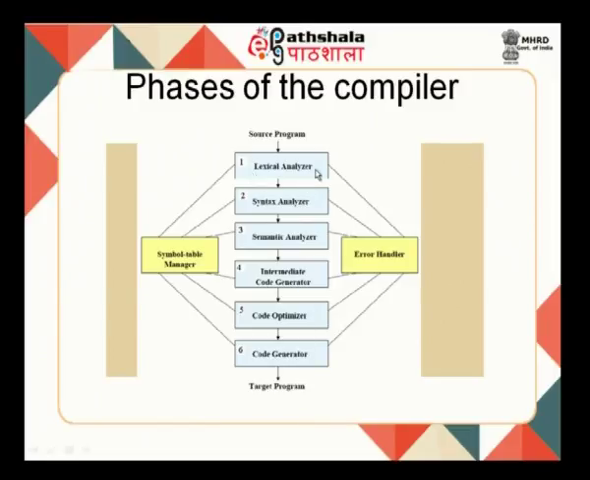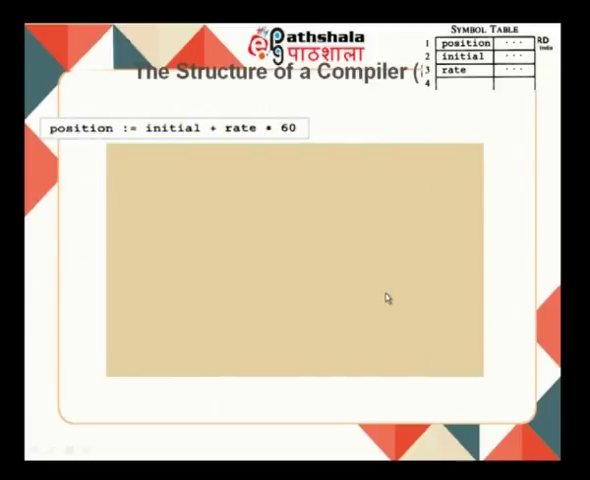recap. The lexical phase, syntactic phase, semantic phase and intermediate code generation, all these four could be grouped into one pass. Optimization is one pass, and then code generation is going to be the next pass. Let us consider this example which is given in Aho Sethi Ullman, the textbook: position is equal to initial plus rate into 60.